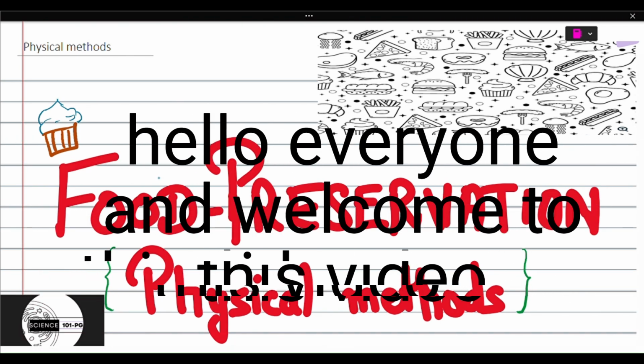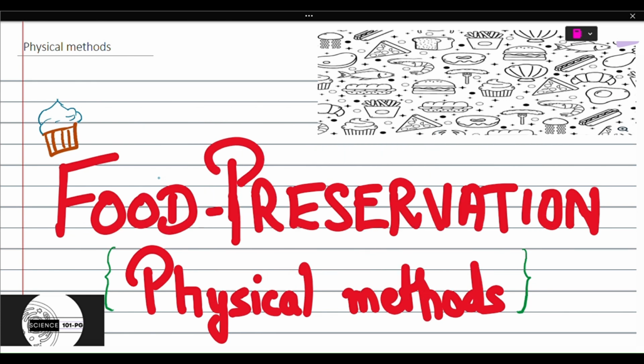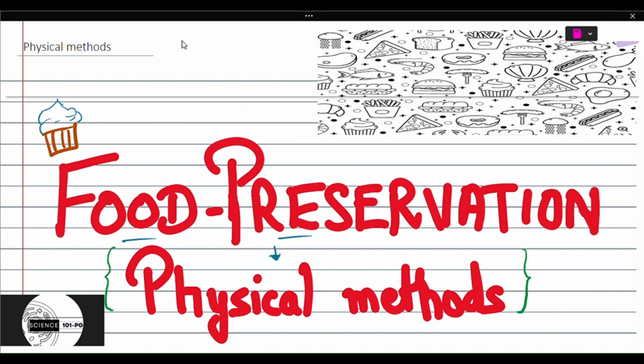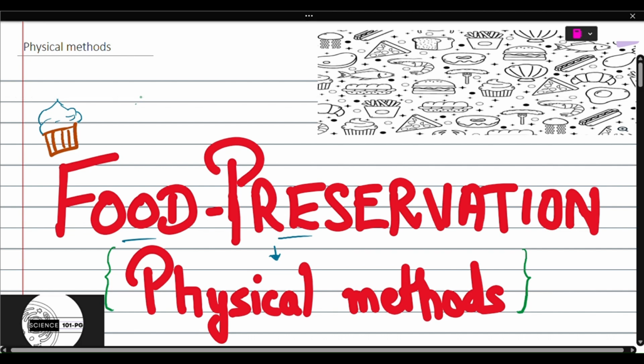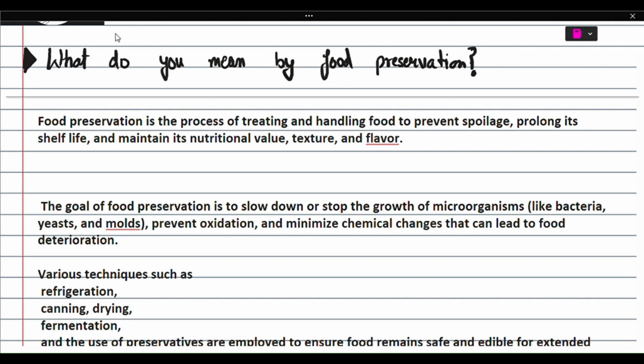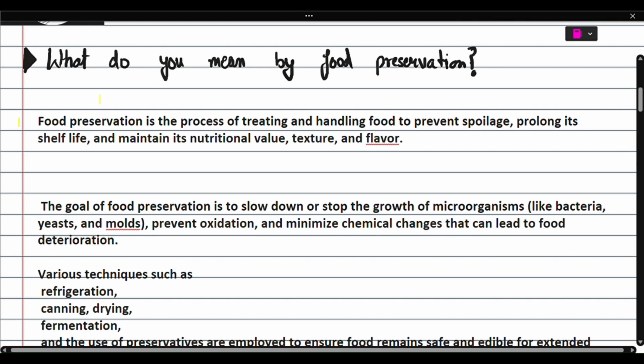In this class, we are going to study food preservation methods, and in those food preservation methods, we are basically going to learn about physical methods of food preservation. Okay, so let us continue. First of all, we will start with the question: what do you mean by food preservation?